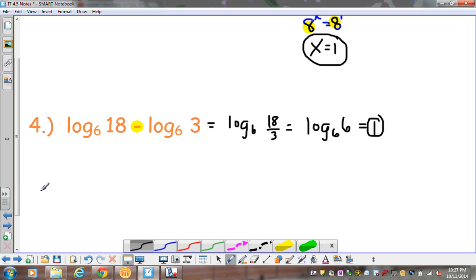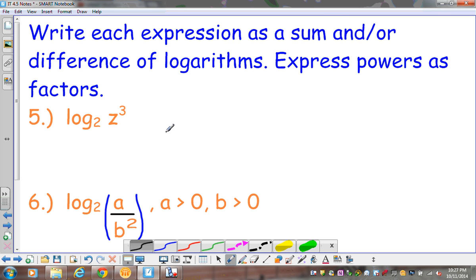Cool? Cool. All right, so now let's take each one and we are going to expand them. So these are all written as a single logarithm. We're going to expand them. We're going to take it step by step. All right, so this first one, I don't have anything being added, multiplied, divided, or subtracted.